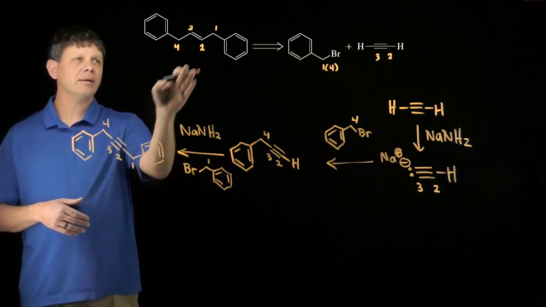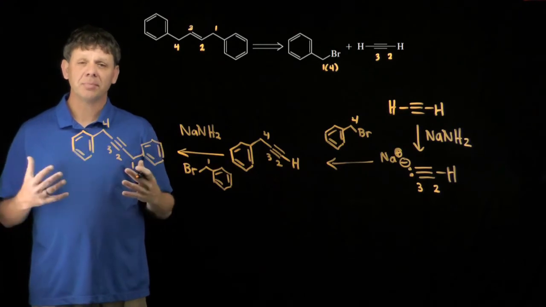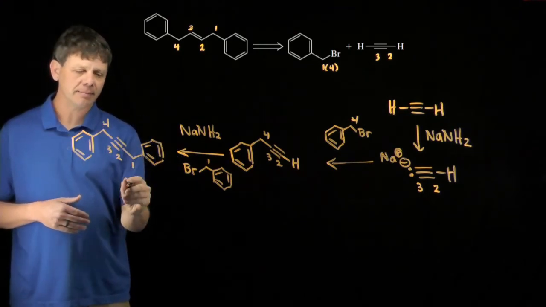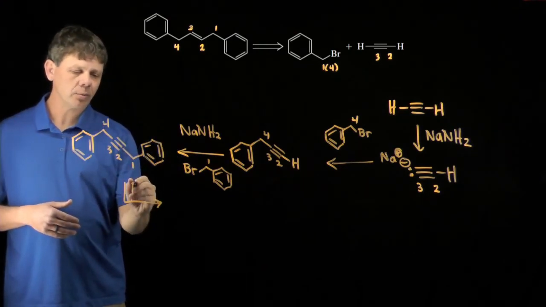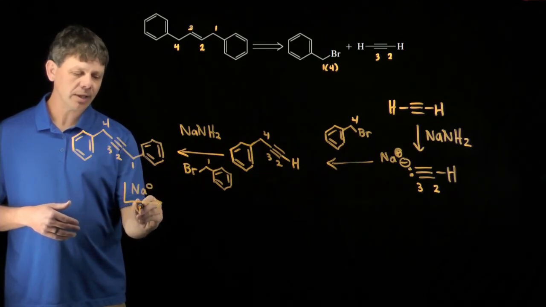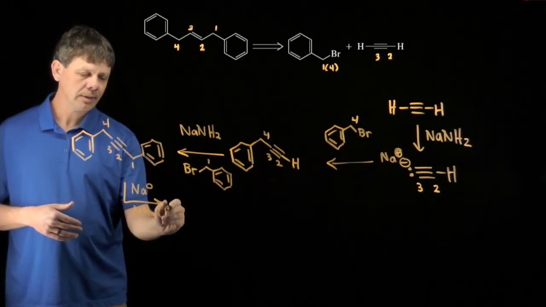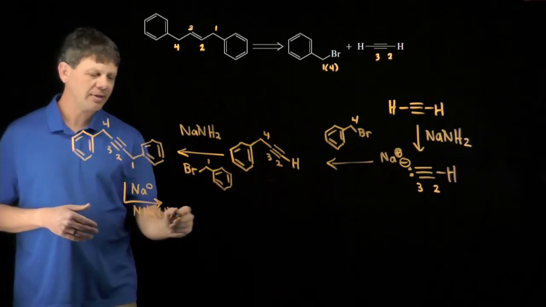But we have an alkyne, we need it to be an alkene. Specifically, we need it to be a trans alkene. So we're going to do our reduction where we use sodium and liquid ammonia to make our trans alkene.